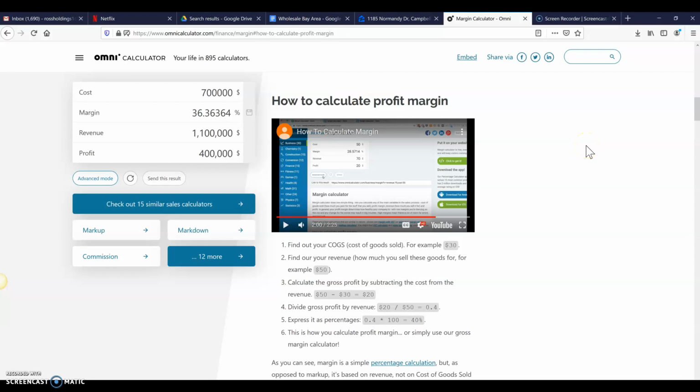If you want to use something on your cell phone, you just go into your app store and type in margin calculator, and whatever margin calculator you like, you can go ahead and use. We're using two main things on the margin calculator: cost and revenue. The primary reason for using this margin calculator is because we want to figure out what the margin percentage is between our offer price and the ARV, after repair value.